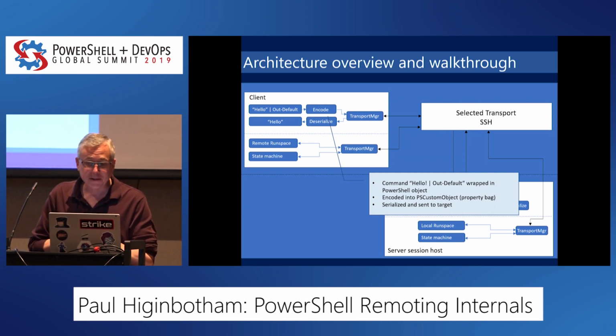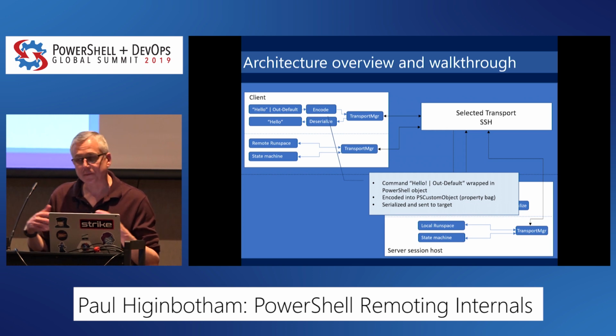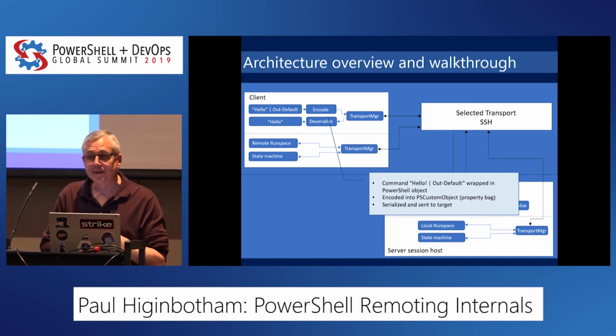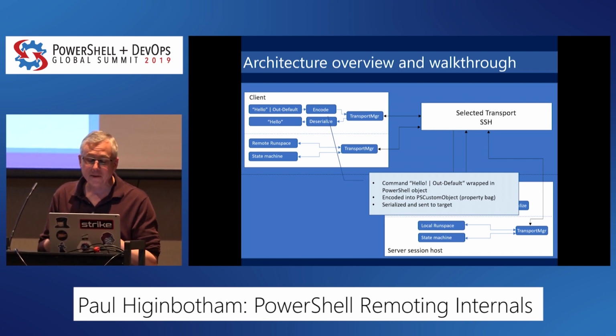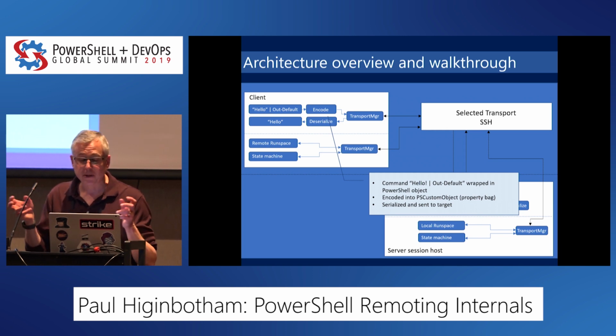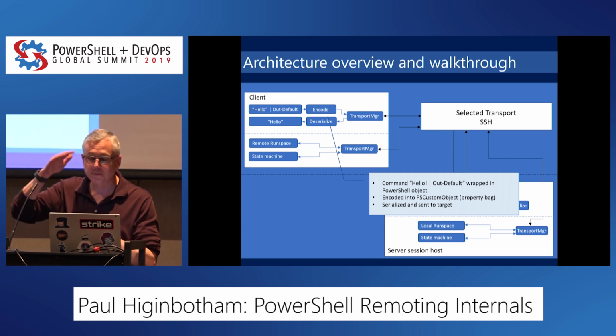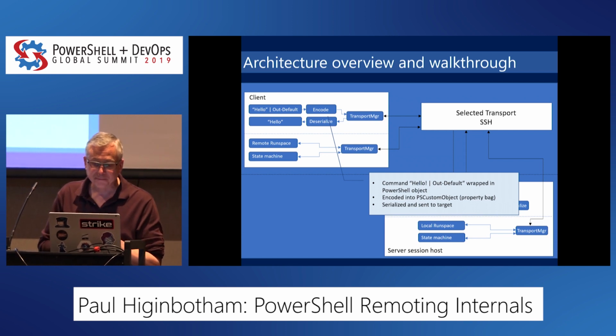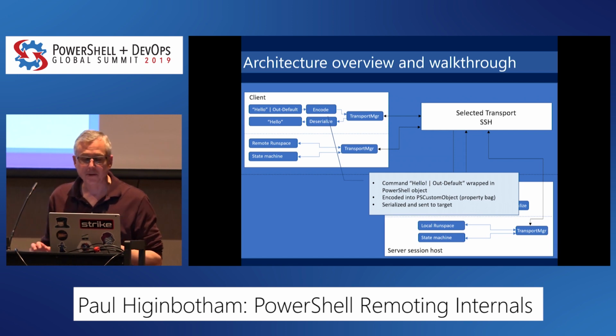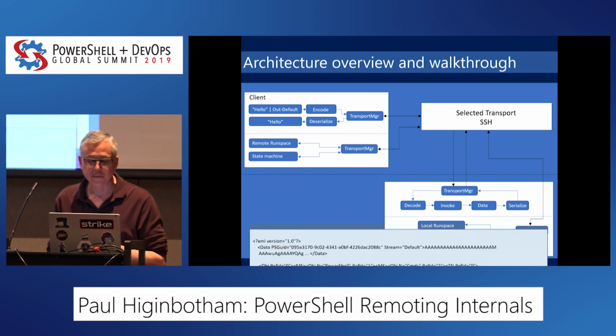The way this works is the command pipeline is wrapped, as we talked about, in a PowerShell object. Then it's encoded in a custom object, which is basically just a property bag. It doesn't even serialize all the information. Basically, it just looks through all the properties that the remoting side cares about, as defined in the protocol, and creates a property bag about the command, about arguments, binding, just stuff it needs to know to execute the command on the target. So that is encoded in a PS custom object property bag. Then that gets serialized and sent to the target so that it will execute.